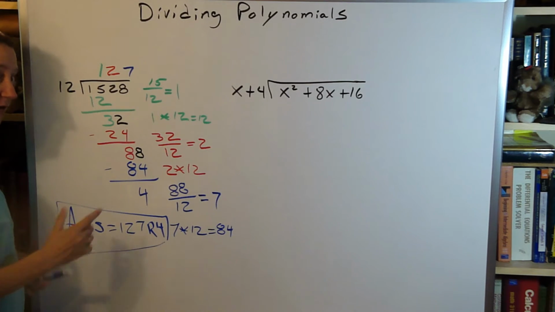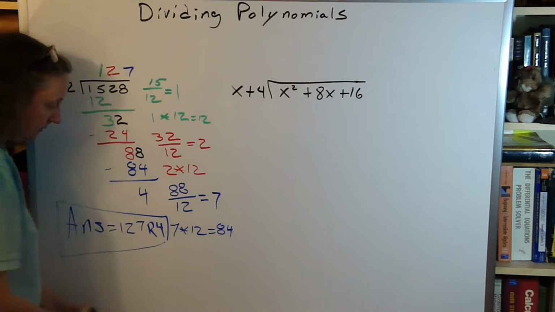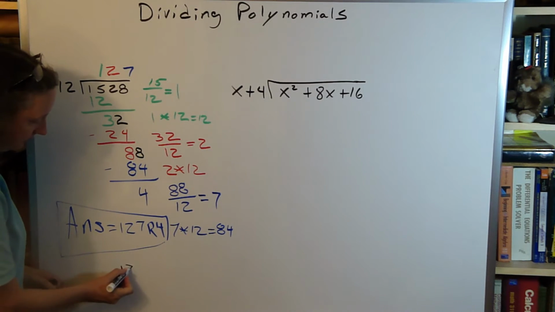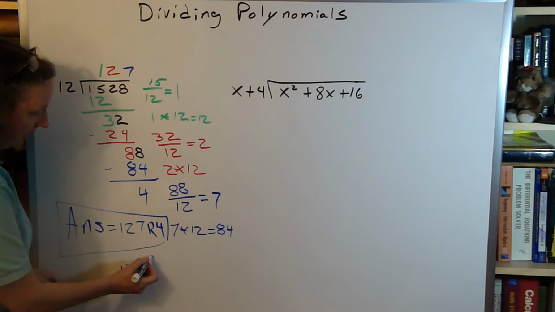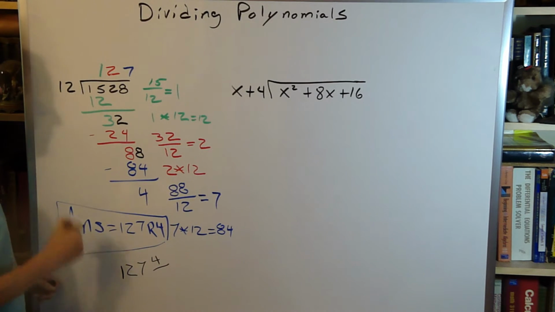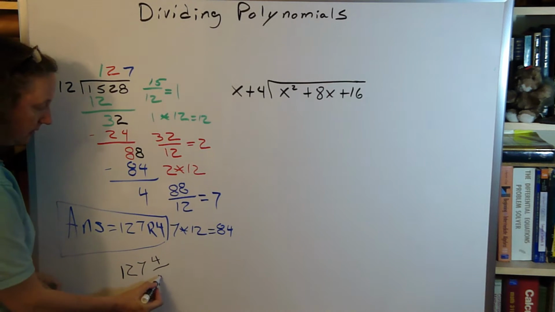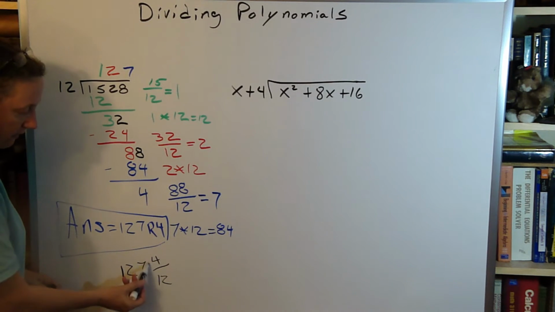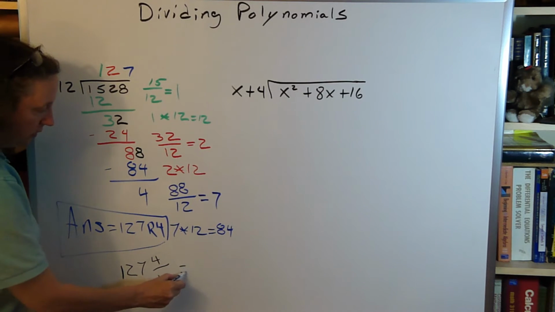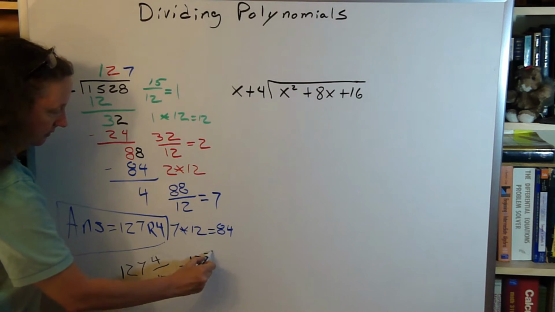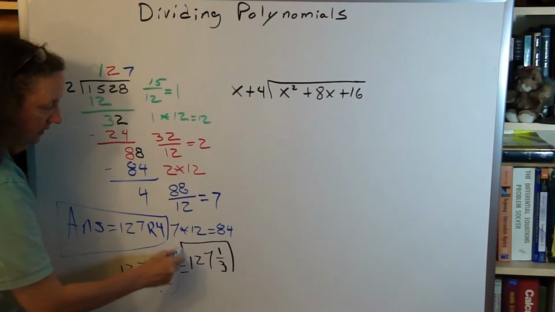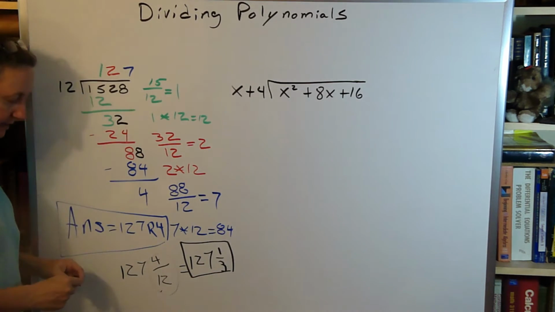I can write this in other ways. I can also write this as 127 and 4 over the 12 that I was originally dividing by, which can reduce, and I have 127 and 1/3. And that is another way of writing my answer.